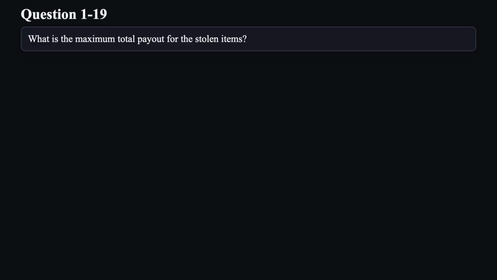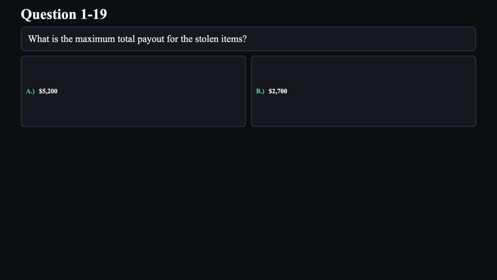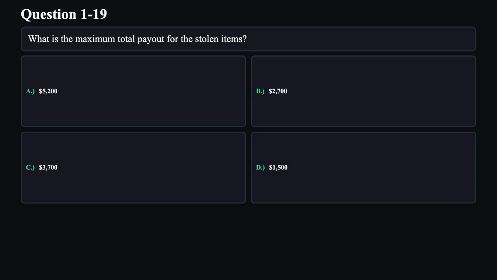Question 19. What is the maximum total payout for the stolen items? A. $5,200. B. $2,700. C. $3,700. D. $1,500.